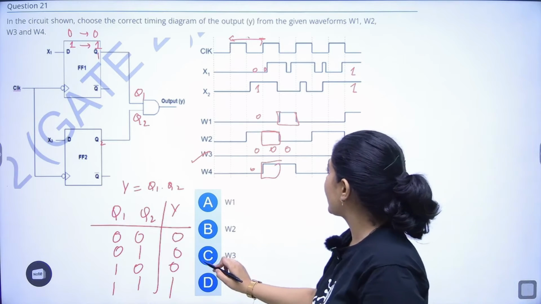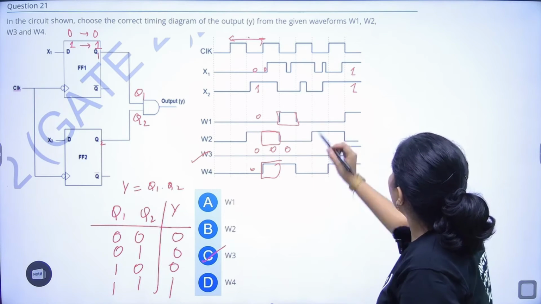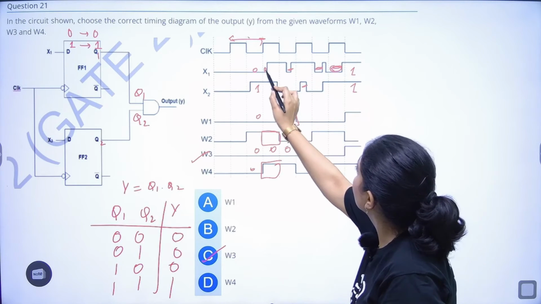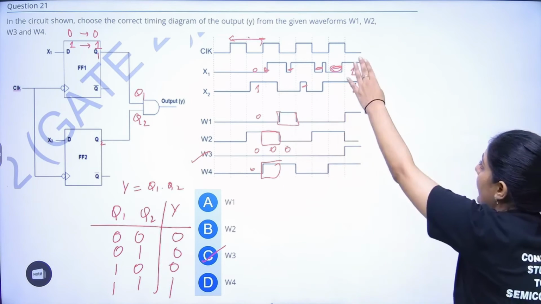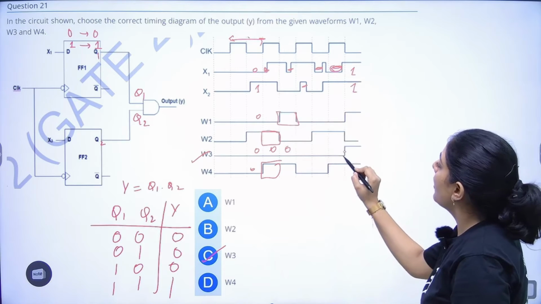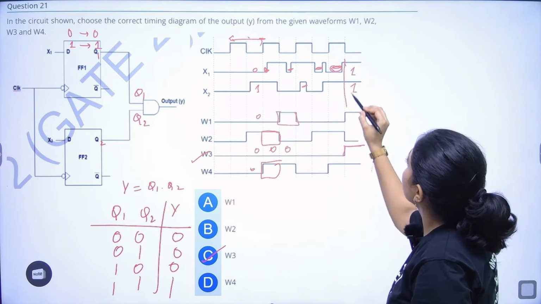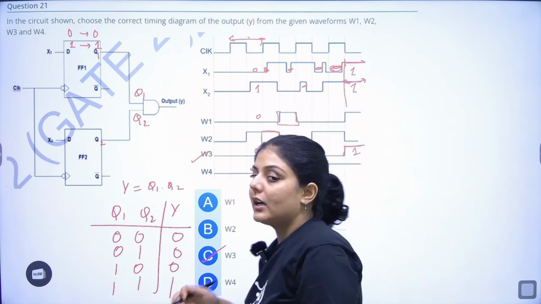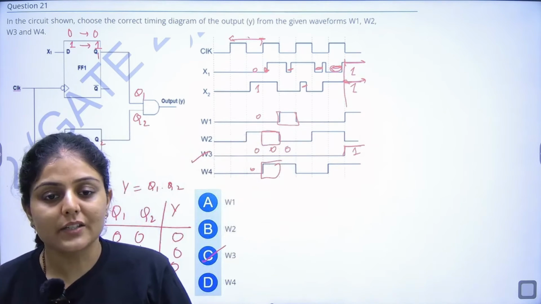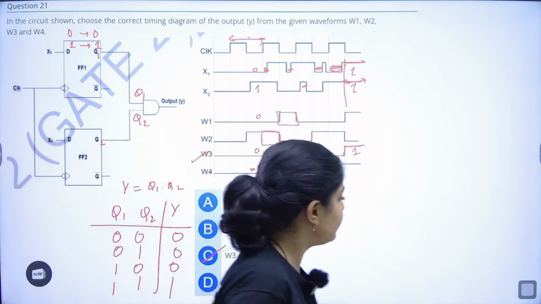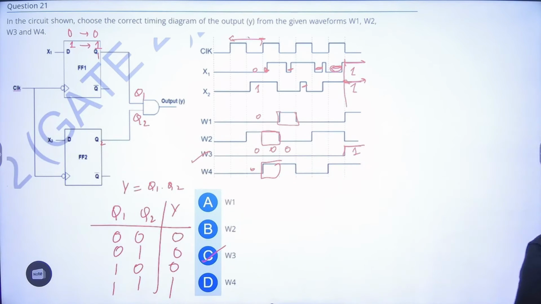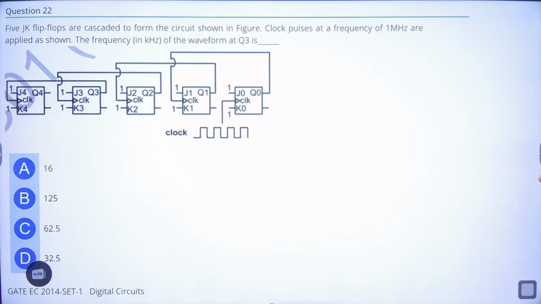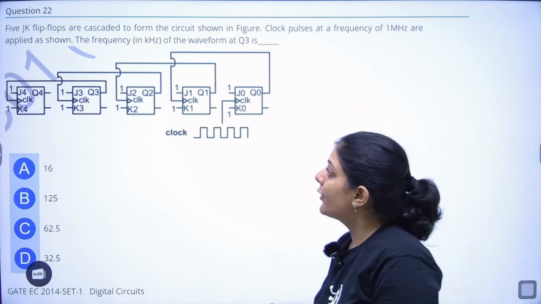W3 is satisfying because the other parts are becoming 0 for some ranges, but only in the last one it is becoming purely 1. For this particular clock, if you see, it is also 1, it is also 1. So here 1, otherwise it's all 0. Okay. Moving on to the next question.